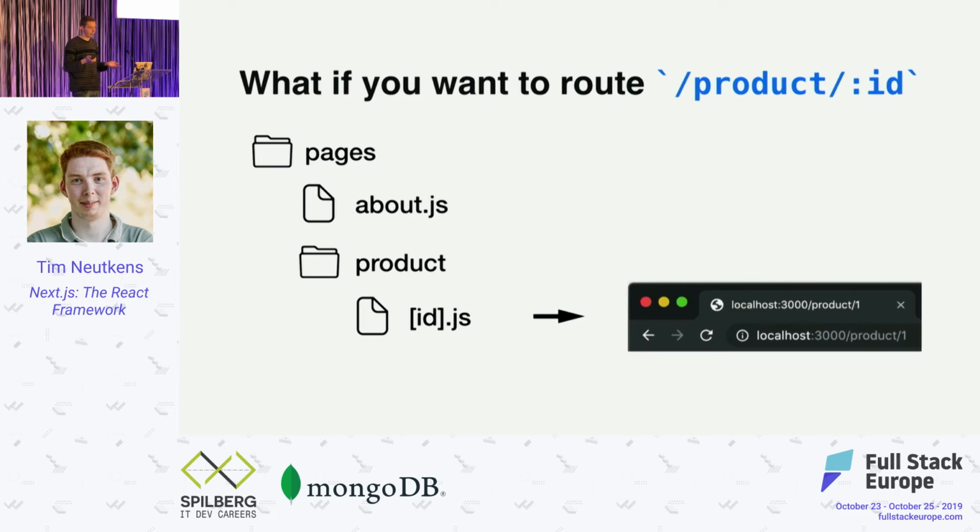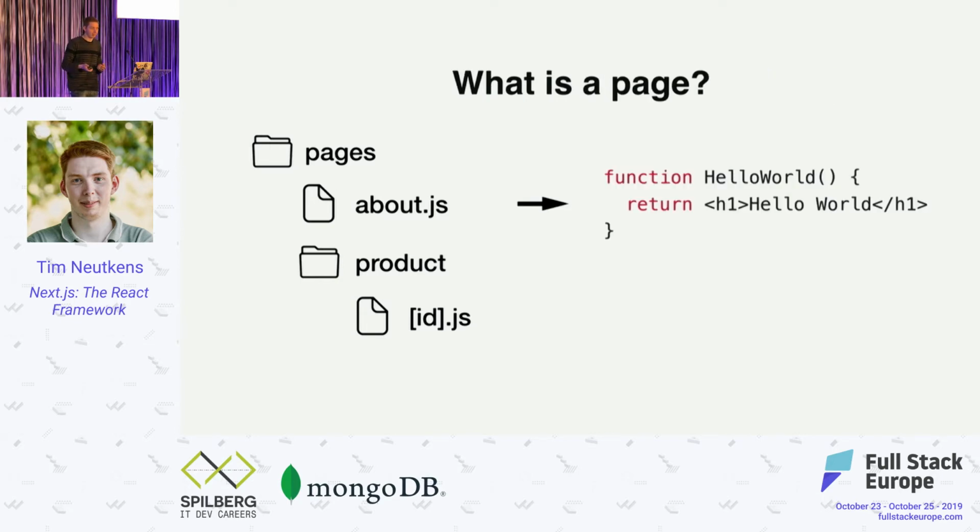But what if you want a dynamic route, say product ID, for example? All you have to do in Next is create a product directory, and then use this bracket syntax, and put ID in between there, and it will route product/1 to this route that you created. But let's take a step back even further: what is a page? A page is actually just a React component. So you export this React component that I showed you before, and it just works. It will route that /about to this hello world h1.